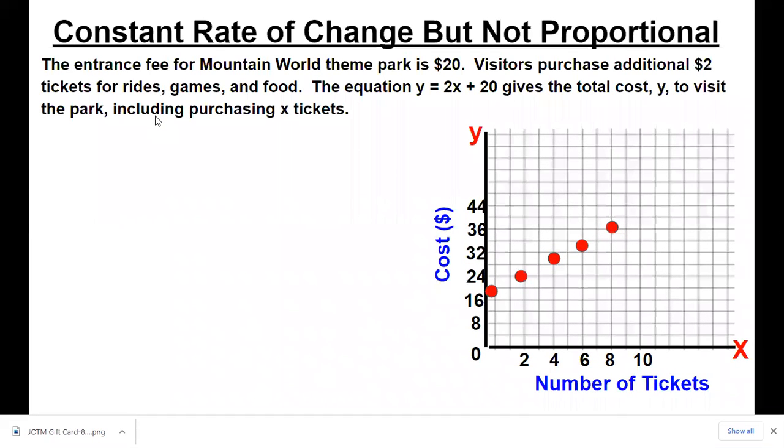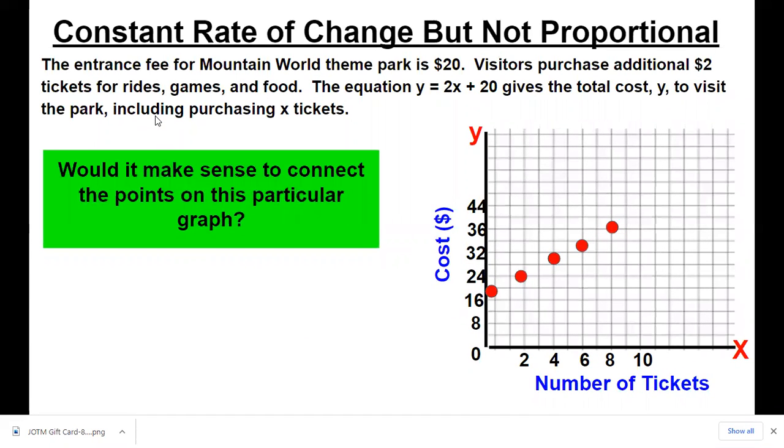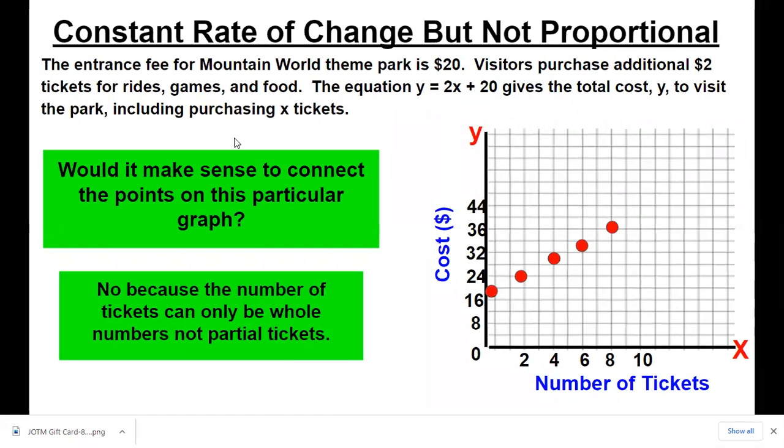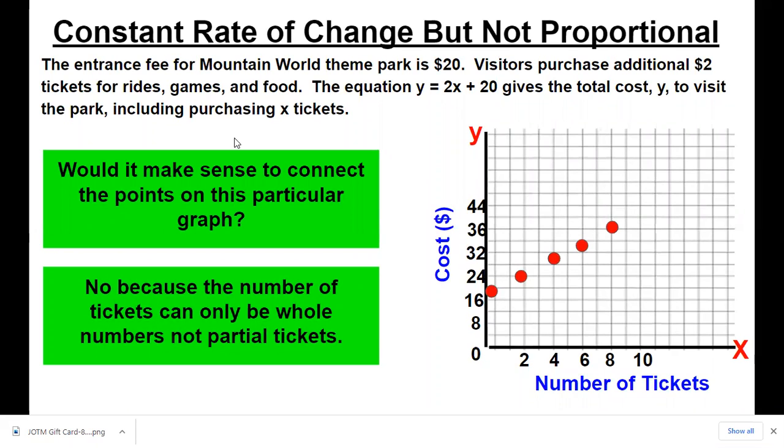Okay, what else do we want to know about this? Would it make sense to connect the points on this particular graph? Would it make sense to take a line and draw it and connect the points? Yes or no? Well, could you buy 2.4 tickets or 3.7 tickets or 4.5 tickets? No. So the only thing that works is the points, nothing in between, right? It doesn't make sense to connect it. The number of tickets can only be whole numbers, not partial tickets. So sometimes it doesn't make sense to connect the dots.